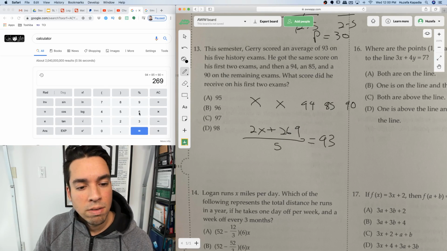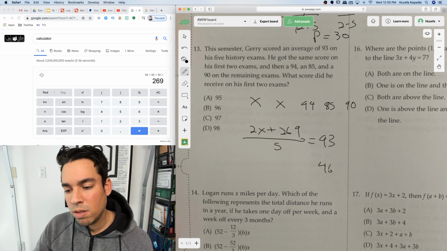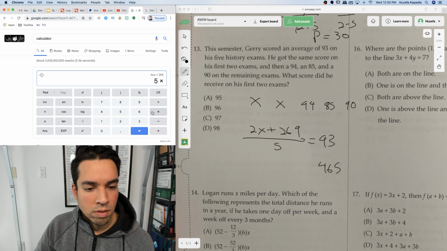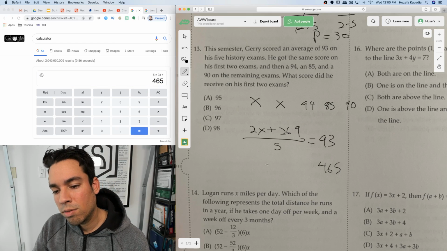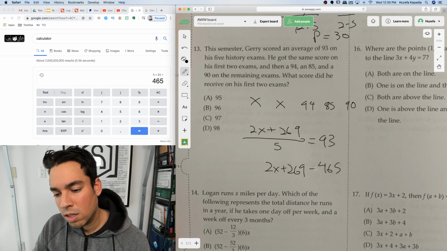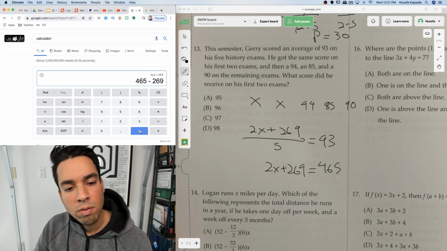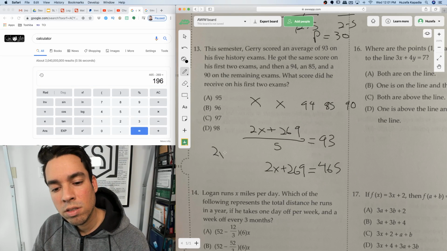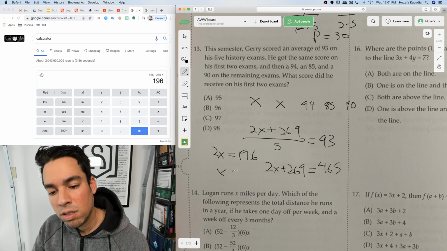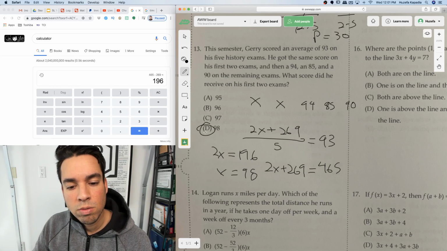Multiply both sides by 5. 5 times 93 is 465, I believe. And then we got 2x plus 269 equals that. Subtract 269 from both sides. We got 2x equals 196, and x equals 98, right? Divide by 2. Boom.